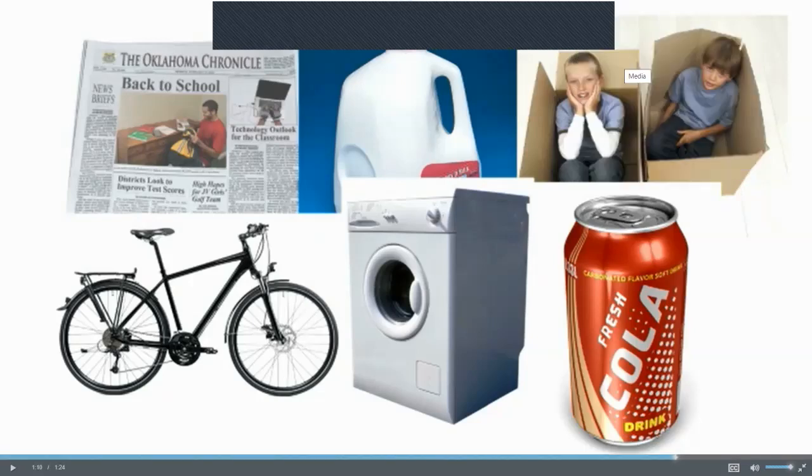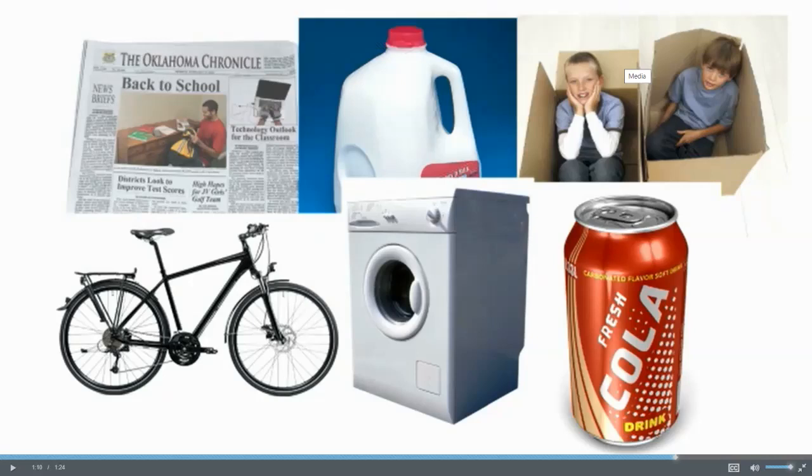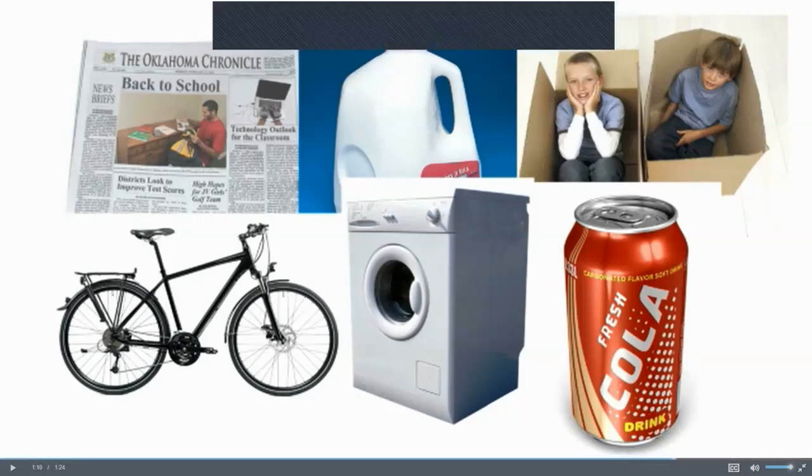So what objects can be made from recycled materials? You remember? Well, milk jugs, newspapers, cardboard boxes, washing machines, and bicycle parts. They can be made from recycled materials. What things do you use that can be made from recycled materials? Well, things such as plastic toys or milk jugs, construction paper, and cardboard. It's always good to recycle.